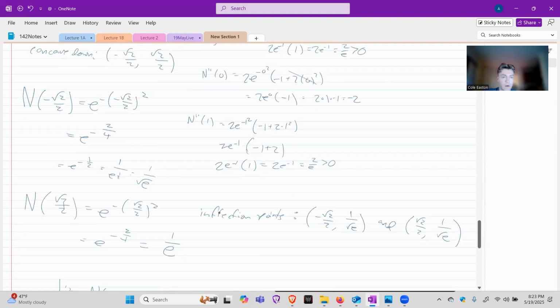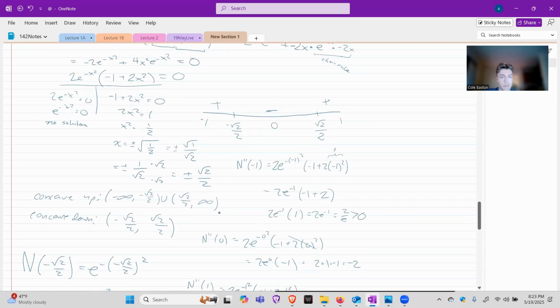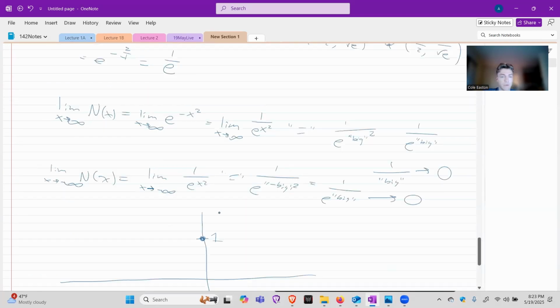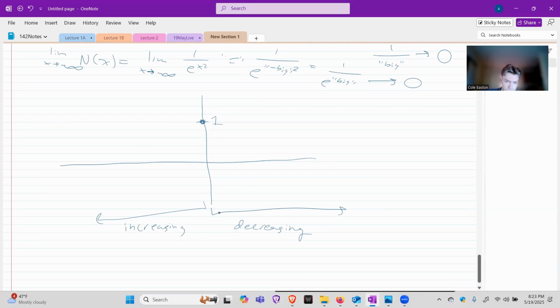And then let's look at our second derivative things. So we said that we are concave up until negative root 2 over 2. So let's add those points in here too: negative root 2 over 2 and root 2 over 2. And so from this concave up, here we're concave up as well. And then in this interval from negative root 2 over 2 to root 2 over 2 is where we're concave down.